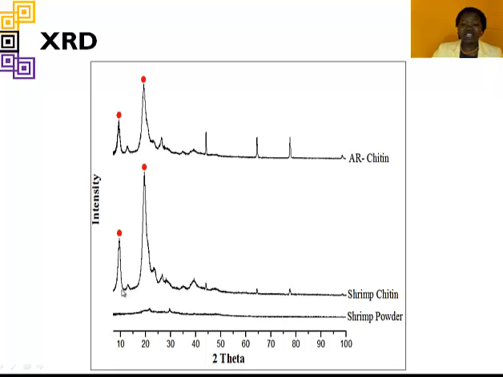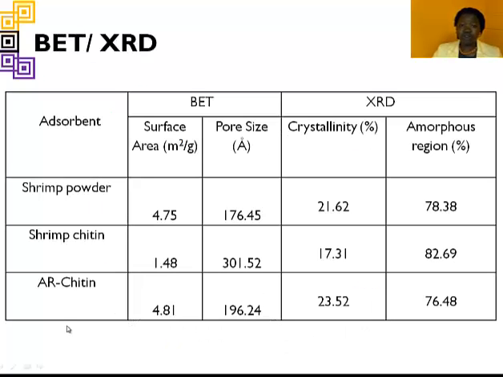This is the XRD analysis, which was used to affirm that we actually obtained chitin in comparison to analytical chitin. And analytical reagent chitin was purchased to be used as our control in this experiment. We can vividly observe at the 9° 2 theta and the 19° 2 theta there are two strong peaks which indicate the presence of chitin, which are not present on the shrimp powder.